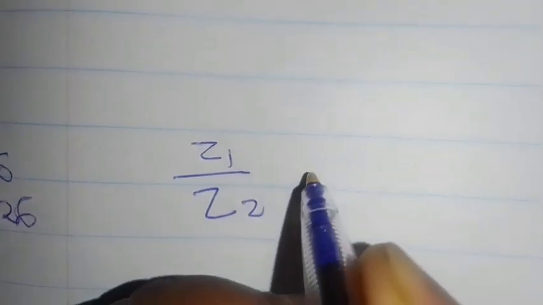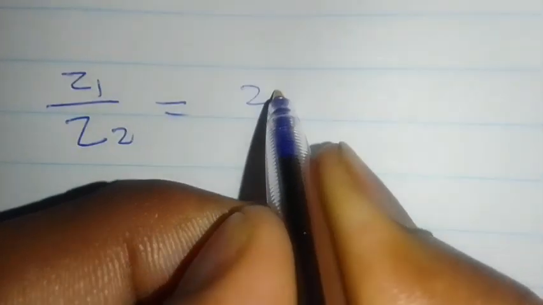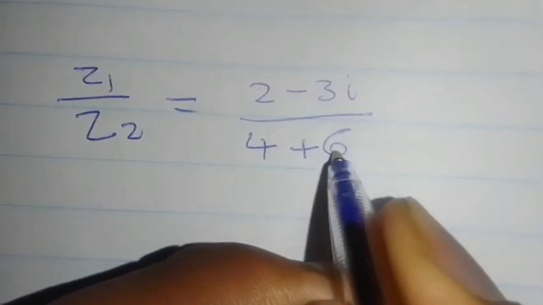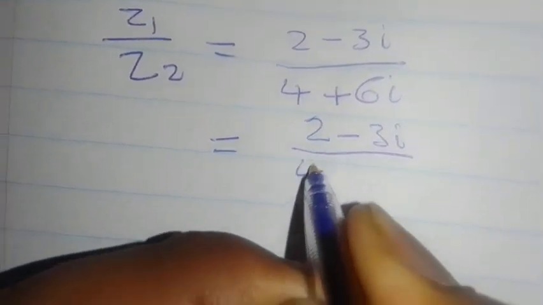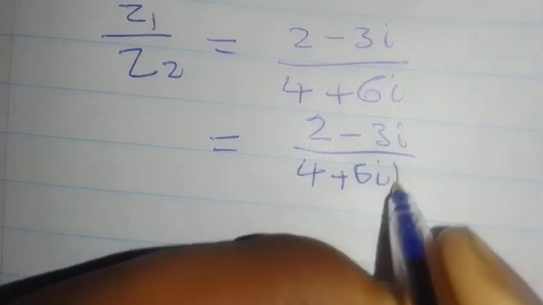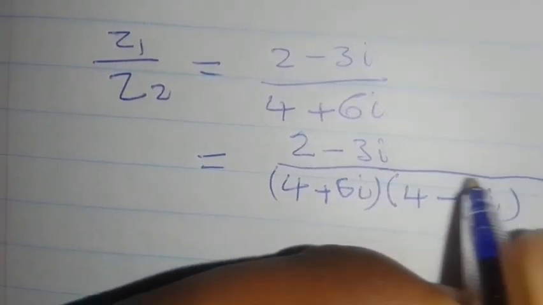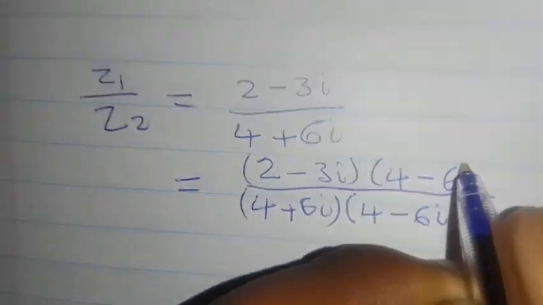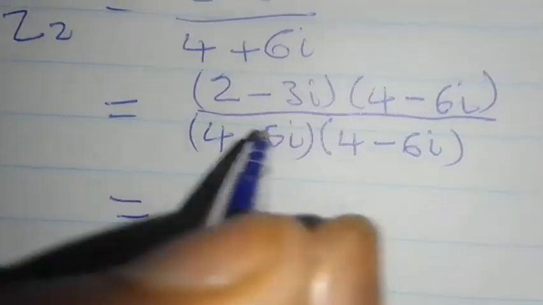Z1 divided by z2. Remember, z1 is 2 minus 3i, and z2 is 4 plus 6i. Now, what I'm going to do is multiply by the conjugate of the denominator, 4 minus 6i. The reason I'm doing that is because I want to get rid of the imaginary part in the denominator. That's the whole point. The reason I multiply by the conjugate is I want to remove the imaginary part in the denominator, right?